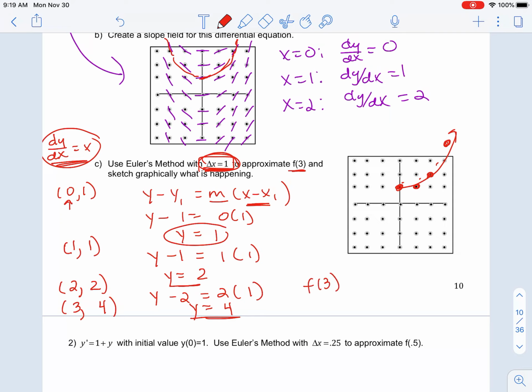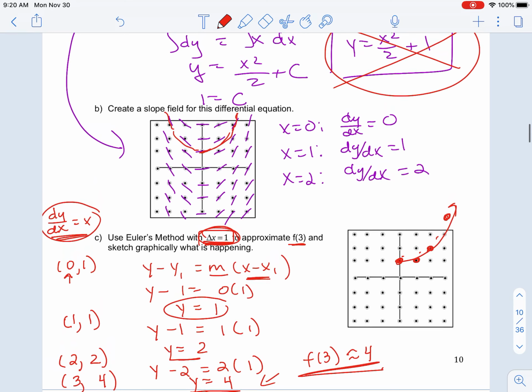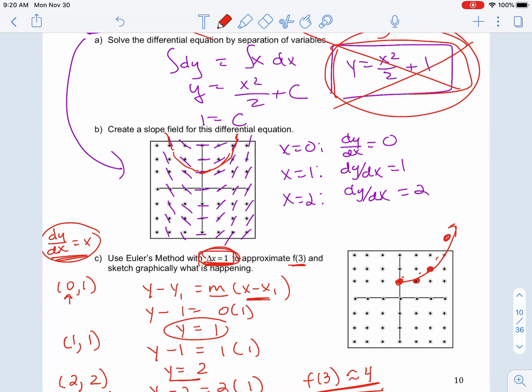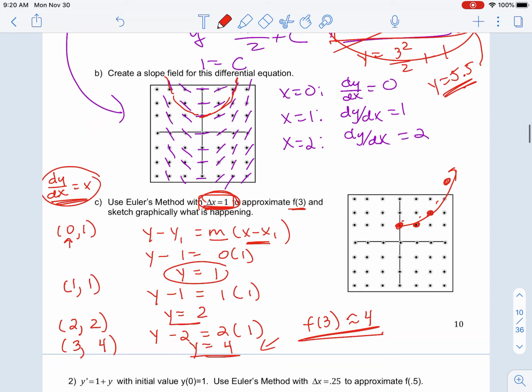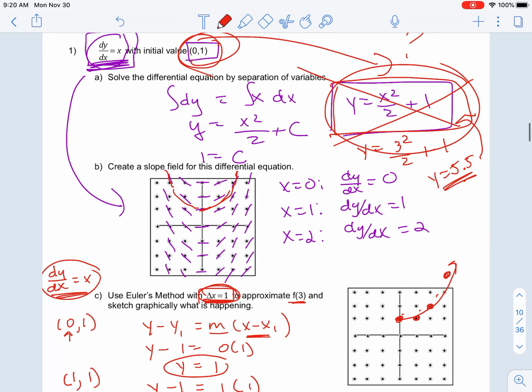So f of 3 is approximately 4. This is an approximation using this numerical method. But we came up with the actual solution up here. So if you wanted to know what the actual value of the function at 3 was, we would plug in 3. And if you do this, this is 4.5 plus 1, which is actually 5.5. So the actual value of the function is actually 5.5. Using Euler's method, we came up with an approximation at 4. So that's all Euler's method is. It is an approximation to the y value for problems where we couldn't come up with the solution anyway.